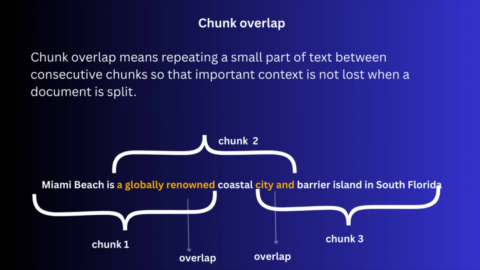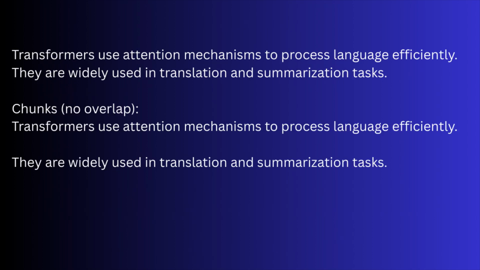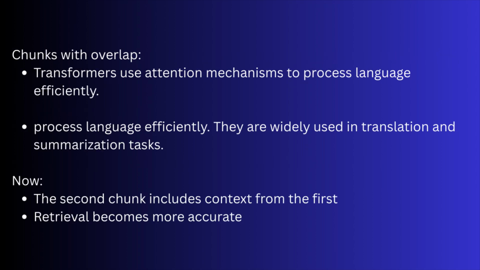Chunk overlap. Chunk overlap means repeating a small part of text between consecutive chunks so that important context is not lost when a document is split. Here you can see an example without overlap. If a query asks what transformers are used for, chunk 1 may not contain the usage information clearly. If we add the overlap, the chunks will look like this. Now the second chunk includes context from the first.